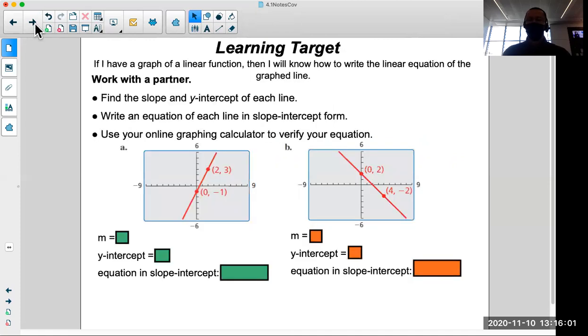All right, so our learning target is if I have a graph of a linear function, then I will know how to write the linear equation of the graphed line. So before we were going from the equation to graphing the line, now we're going to go the other way. And we're going to go from having the graph and writing the equation.